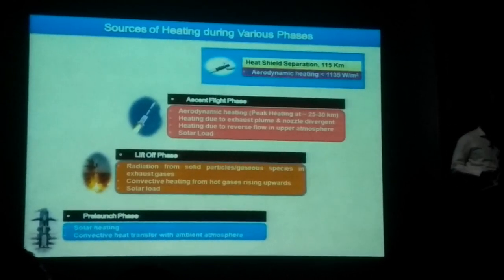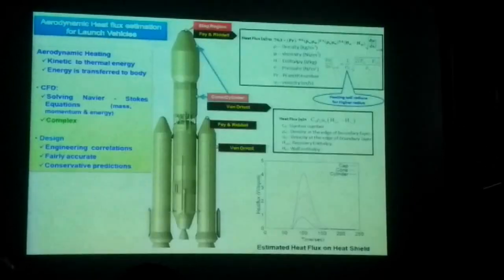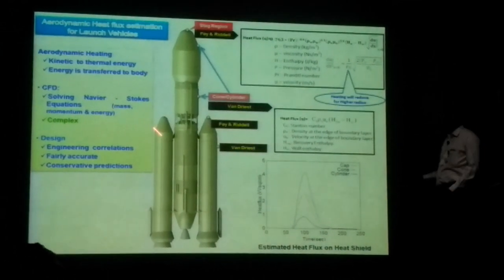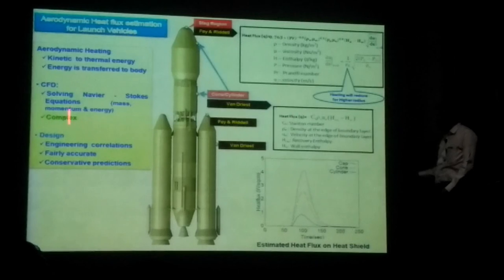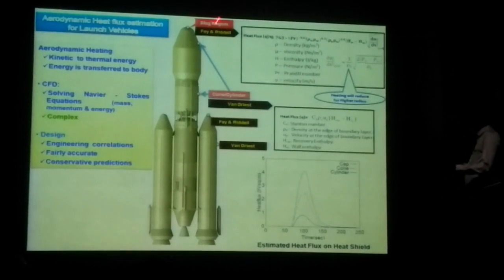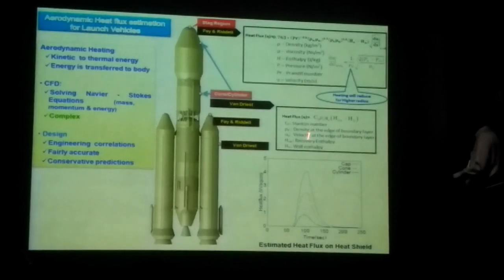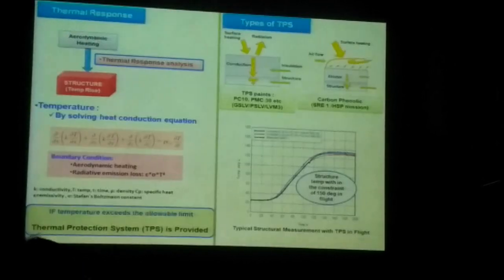Solar heating has a maximum of 1135 watts per meter squared. And these are some of the methodologies. Of course, you have the elaborate methodology of using computation and estimating the heating. That is not employed all the time, because you want to have good engineering methods, like for the forward region and the fan boundaries. These are some of the empirical methods which are really very good in estimating the heat fluxes on this vehicle, and based on the heat flux we calculate the thermal response.